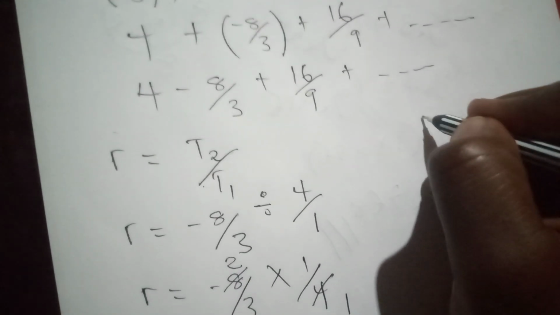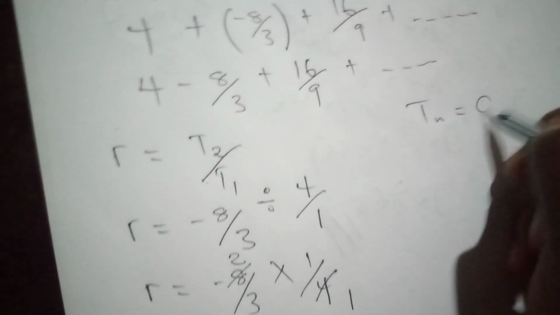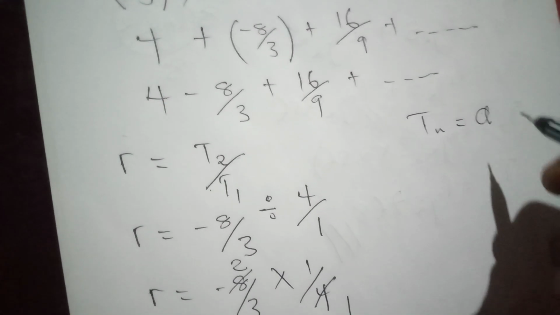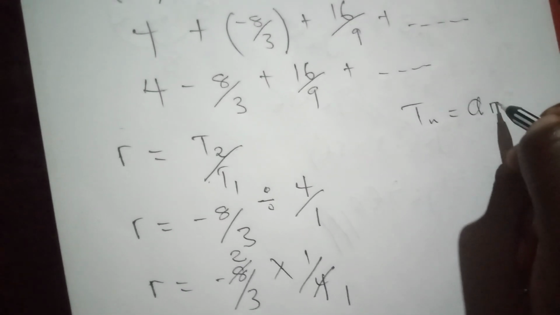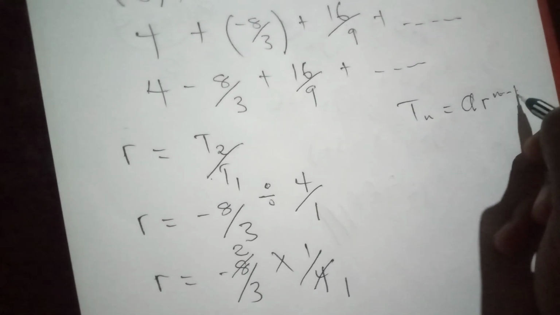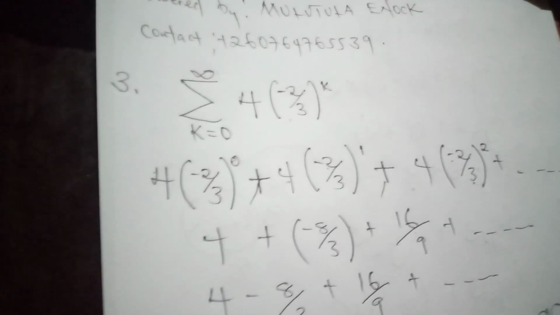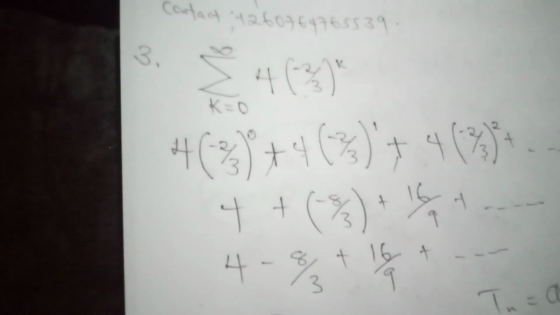Where you know that the nth term is equal to the first term times the common ratio to power n minus 1. So if you look clearly, this r is the common ratio. But you have to show all your calculations so that you obtain the full marks.